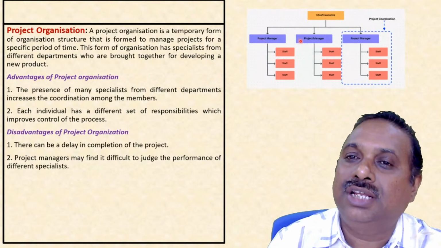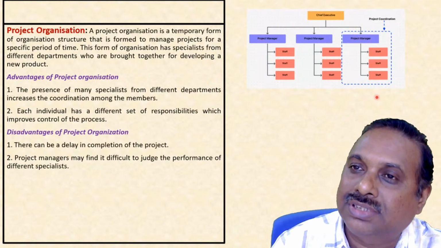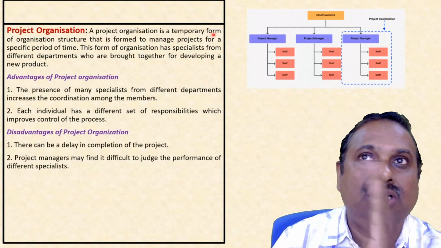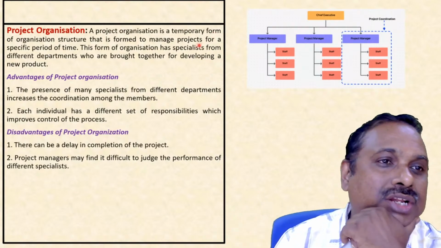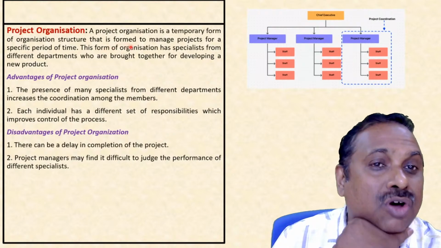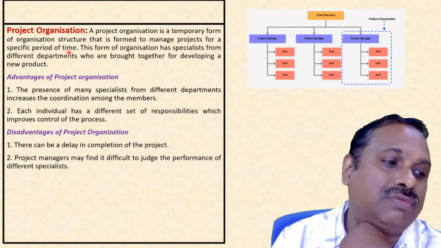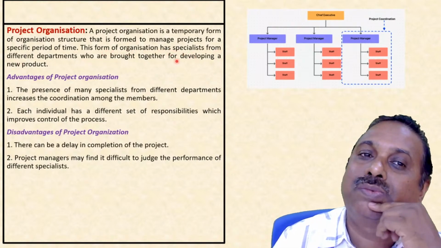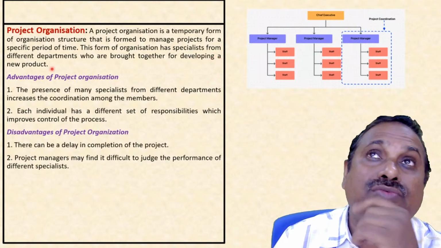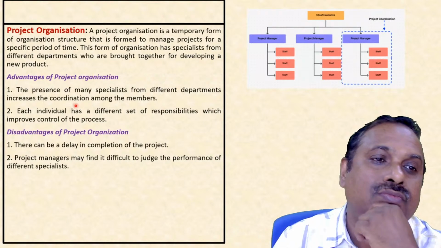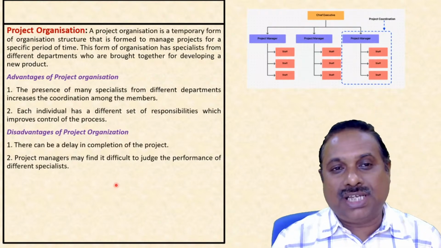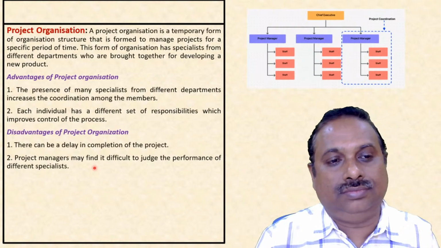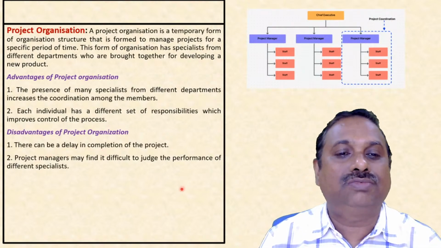So here we can have a project manager. Under the project manager, you have staff, and you coordinate this. So a project organization is a temporary form because you have a start and you have a finish. It is a temporary form of organization structure that is formed to manage projects for a specific period of time. So this form of organization has specialists from different departments who are brought together for developing a new product for a specific time. So the advantage is that the presence of many specialists from different departments increases the coordination. And there can be a delay in completion of the job also.